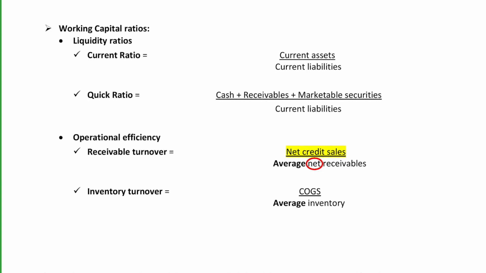Next, we're looking at inventory turnover ratio. Numerator here is, highlight, COGS. Denominator, you turn it over. So in this case, the denominator is average inventory.